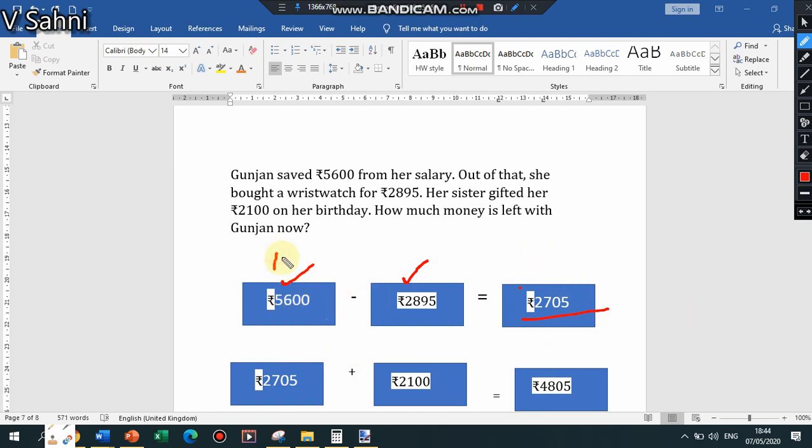Isn't it? If you have 10 rupees and mama is saying that go and buy vegetables for 3 rupees, how much is left? 7 rupees, right? Keeping that in mind, now let's move on to the question. That this much balance is left with her, 2705. Now her sister is gifting her 2100. So how much money she will have? Obviously this money plus whatever her sister is giving her as a gift, you will do a total and you will get the answer. This is exactly what I have done here.